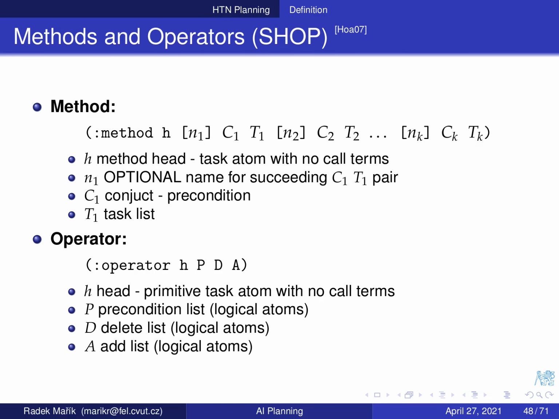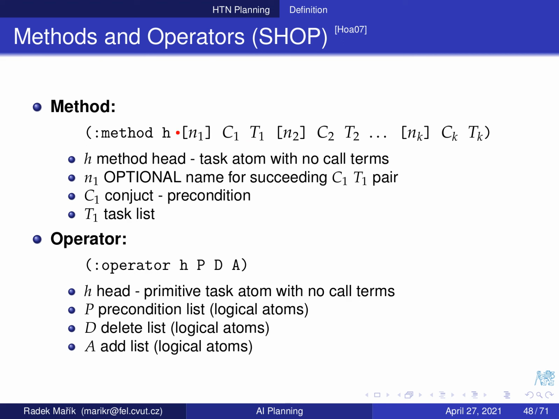So here we use the SHOP syntax for the methods and operators. The method is how it can be described. A method has a name, possibly with variables. And then basically it is like: if something happens, do this. If not, and this is valid, do this a different way.